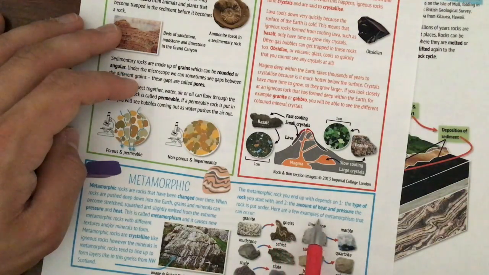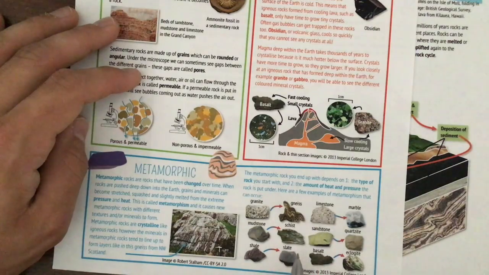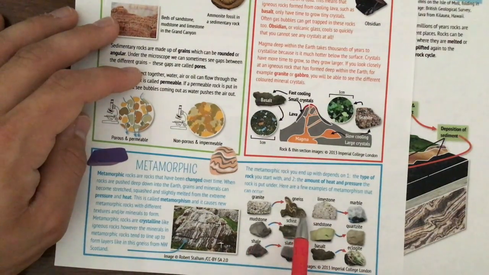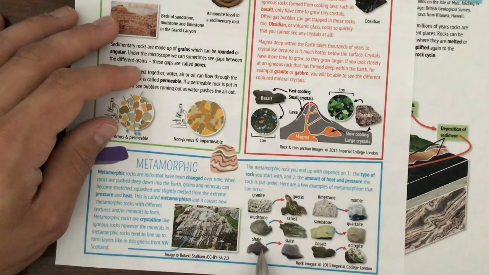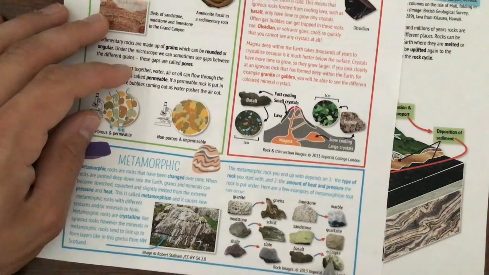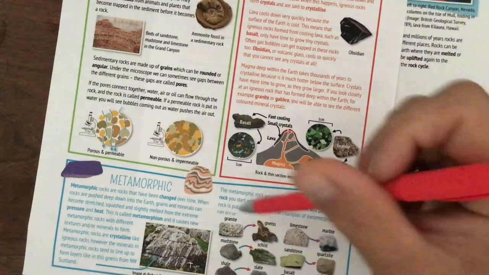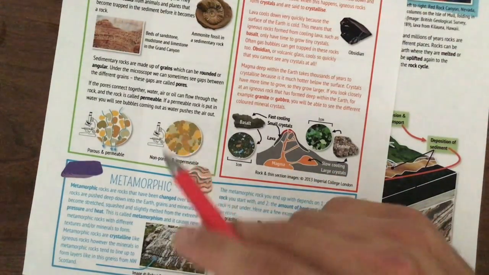Here are a few examples of metamorphism that can occur. Granite turns into gneiss. Mudstone turns into schist, shale turns into slate, limestone turns into marble, sandstone into quartzite, and basalt into eclogite. It's kind of like Pokemon evolution, and they need heat and pressure in order to turn into that.